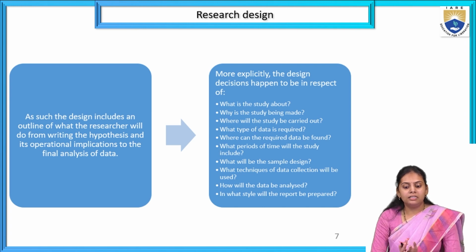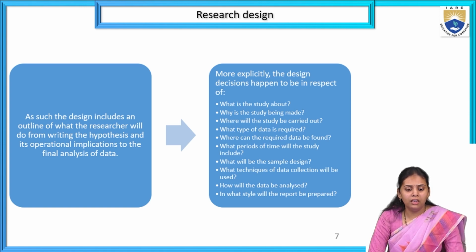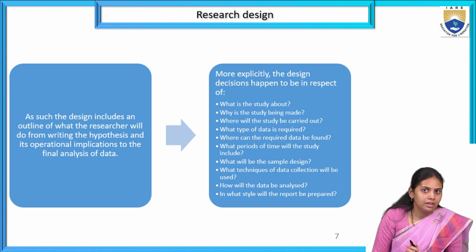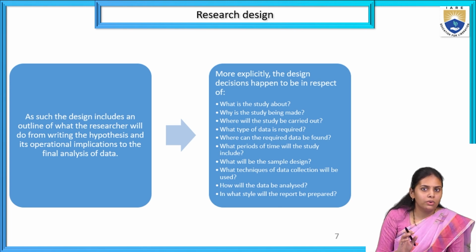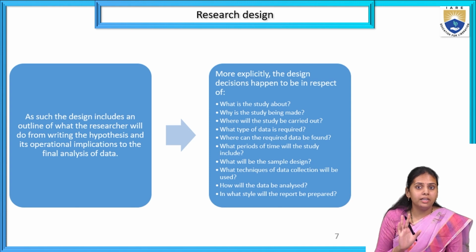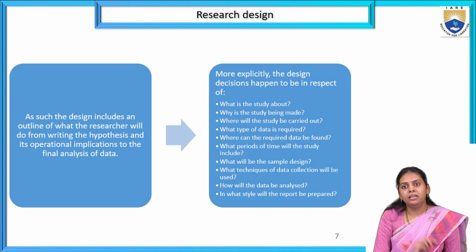This research design includes an outline of what the researcher will do, from writing the hypothesis and its operational implications to the final analysis of the data. So the outlines covered in this research design are more explicitly the design decisions with respect to what the study is about and why the study is being done.